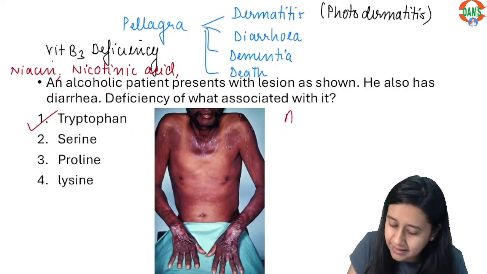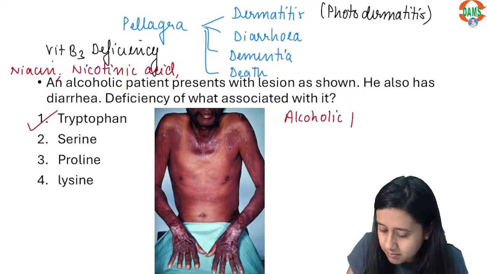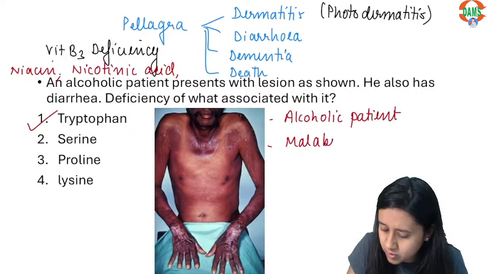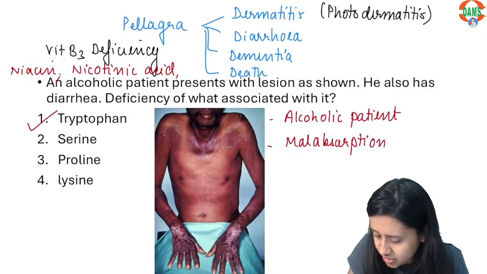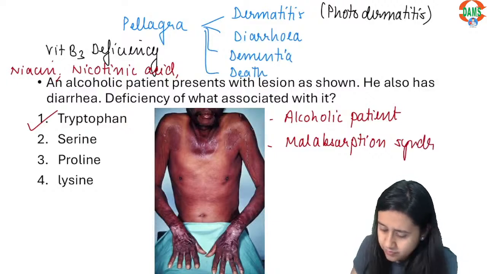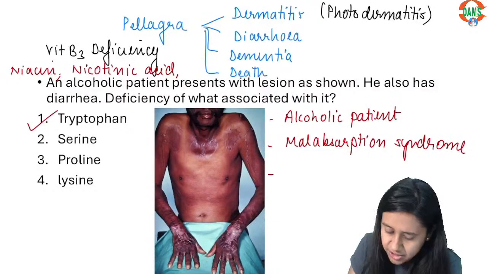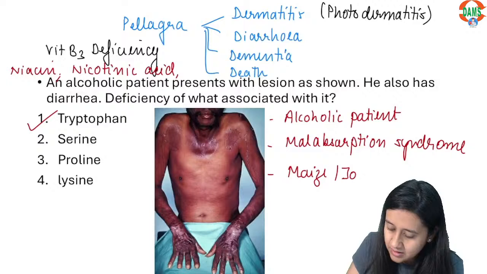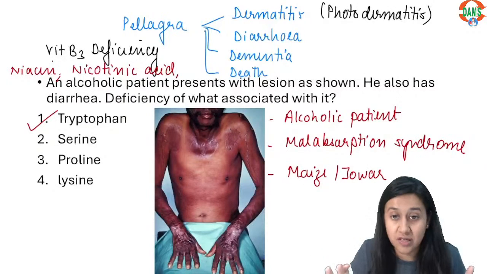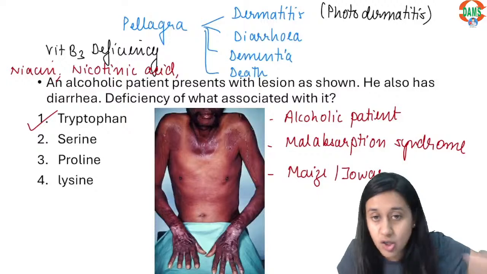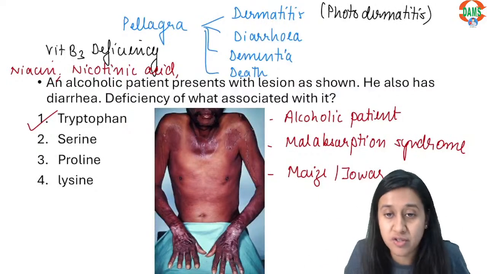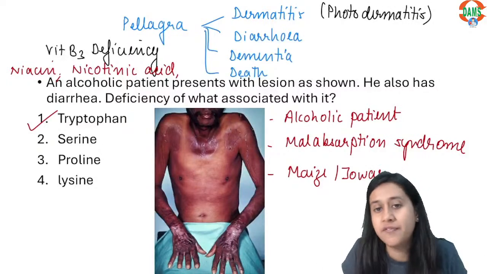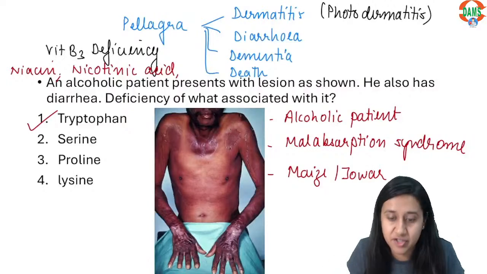What are the causes of pellagra? Alcoholic, because alcoholic patient do not take proper diet. Patient with malabsorption syndrome. Patient who consume maize and jowar as their main diet. Please remember those who only consume maize and jowar. Maize is poor source of tryptophan. No tryptophan, no niacin, there will be the features of pellagra. In jowar, there is high amount of leucine, and leucine inhibits the tryptophan absorption. Again, the patient will have niacin deficiency.